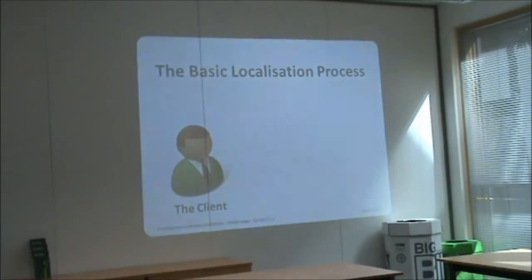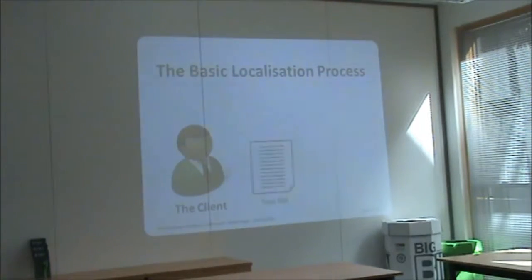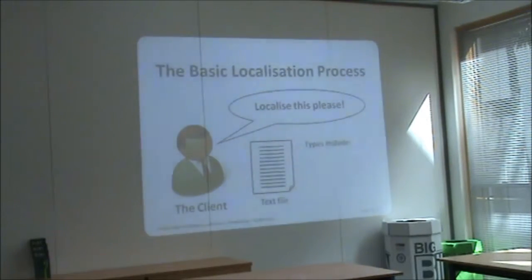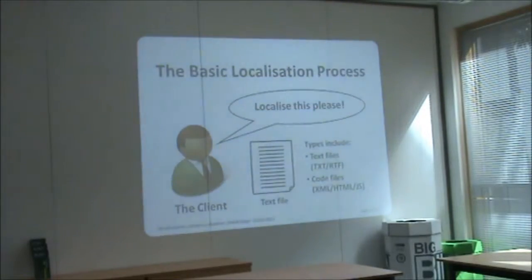Okay, so first of all, we're going to talk about a simple project that you have at the moment, which will be a basic text file. So when you have a client that comes to you with a text file, they'll ask you to localise it. The types of file I'm talking about here, when I say text file, are the basic of basic text files, which are TXT or RTF files, and code files, for instance XML, HTML, JavaScript, things like that.